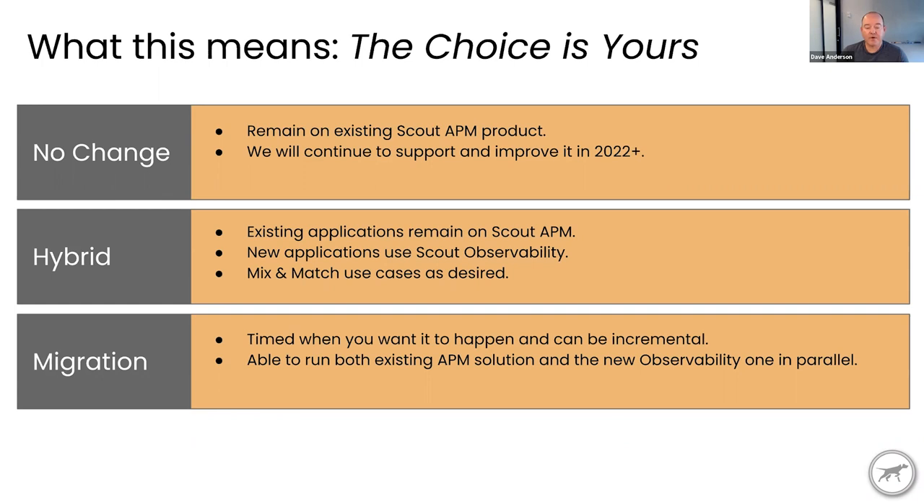The great thing is you can run both the existing Scout agent and the OpenTelemetry instrumentation side by side. So you can run both at the same time, and you can time it to happen when you want. It can be incremental to switch over as our new platform becomes more mature and adds features for things that you're already getting in the Scout platform.